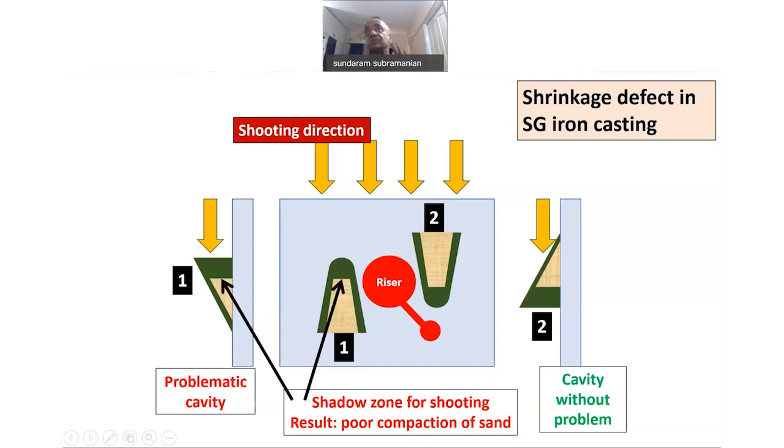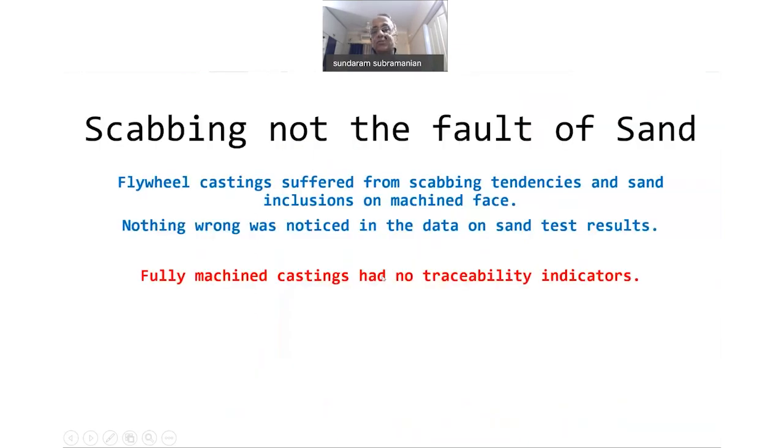Another example: scabbing is not the fault of sand. This is a title I gave. It was assumed that the sand is responsible for scabbing in casting. These were flywheel castings suffering from scabbing tendencies, and the sand inclusions were there on the machine face.